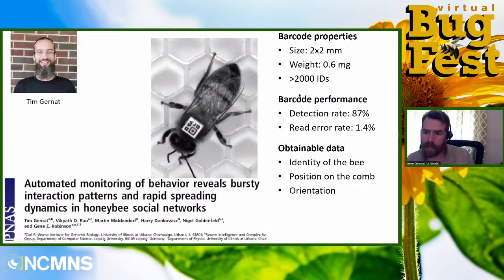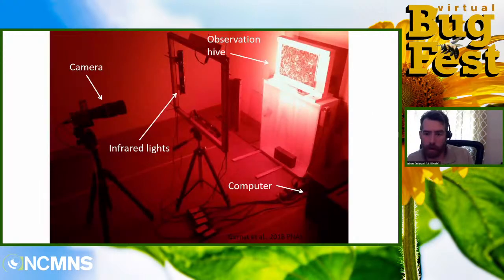And you can ID about 2,000 different bees before you run out of space to code the numbers. And then we put these bees in a specialized colony. We can see this setup right here. They're kept inside with a port going outdoors, what we call an observation hive.